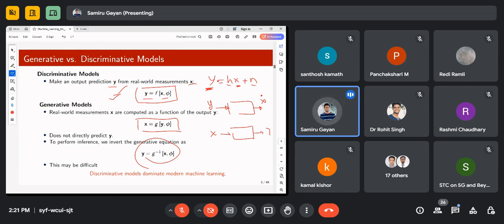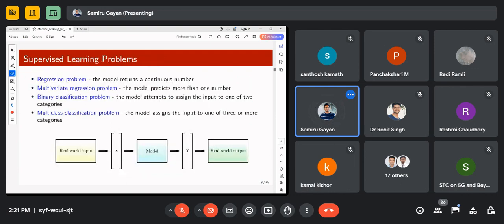But generative models do it the other way. We build the model to replicate the input to the output. Then when we need to find the output, we need to find the Bayes function. So both of these methods are okay, but the mostly useful one in modern-day communications or modern-day systems is the first.